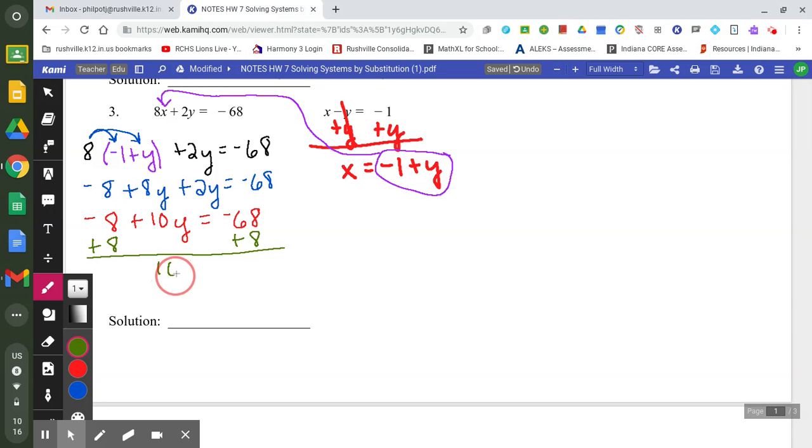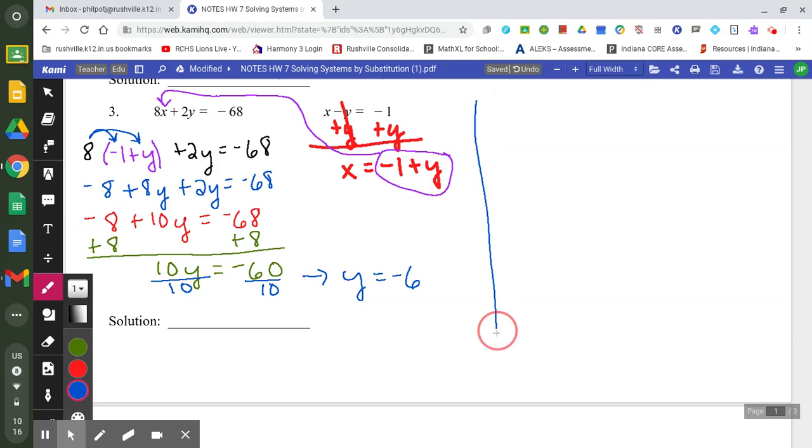So now I have 10y equals -68 plus 8 gives us -60. Divide by 10, divide by 10. So my y equals -6. So that's half of my answer. So I'm going to come over here and find the second half.